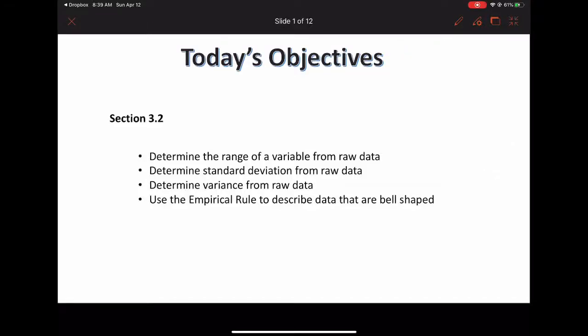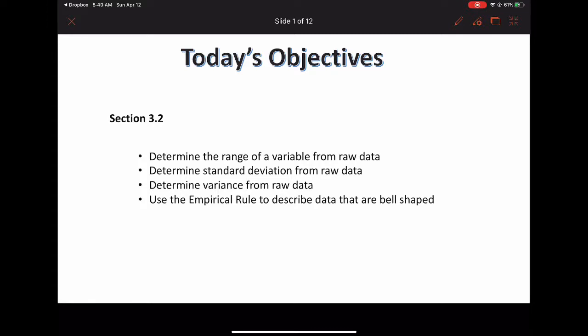Hi, so today we are looking at section 3.2. We are going to determine the range of a variable from raw data. We're going to determine the standard deviation from raw data, the variance, and then we're going to use the empirical rule to describe data that is bell-shaped. So remember, bell-shaped is the normal distribution. It is kind of our goal with our data.